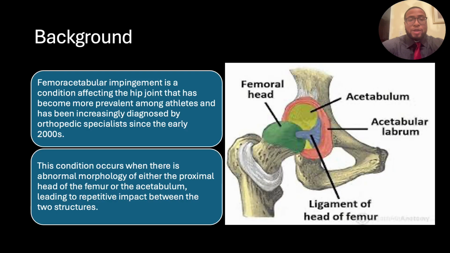Right, so now going into a little background information. There's a pathology known as femoral acetabular impingement, otherwise known as FAI, which is a condition that affects the hip joint that has become more prevalent among athletes since the early 2000s. This pathology deals with the abutment of the femoral head up against the acetabulum.